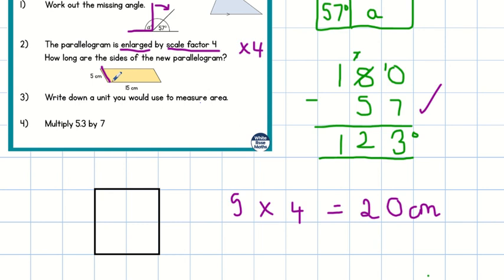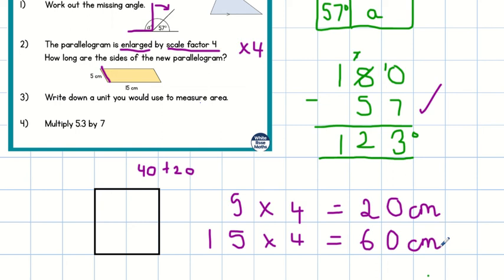Now I've got to work out this length. I'd have to do 15 times 4. It's a scale factor of 4, 4 times larger. Now I can do that mentally because I know that 10 times 4 is 40, and I know 5 times 4 is 20. And if I add those two amounts together, I get 60. So 60 centimetres.